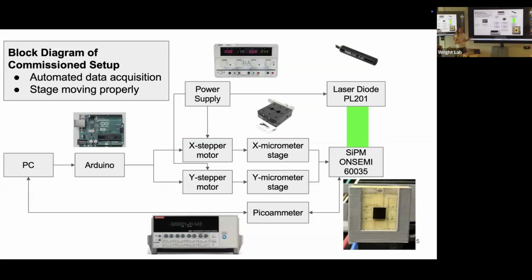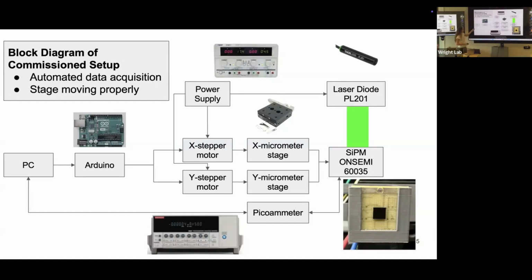Okay, so this is a block diagram of my commissioning setup where I was just trying to make sure that my automated data acquisition works and that my linear stage was moving properly. This entailed the code to make sure the movements were what I wanted them to be. There were also some mechanical issues that led to some inaccuracies in the movement that I wanted to deal with.